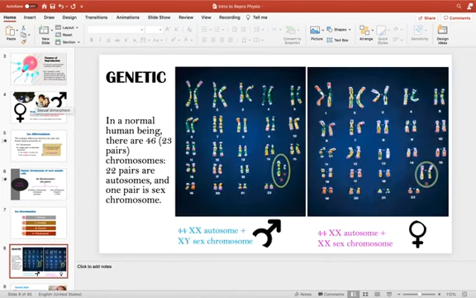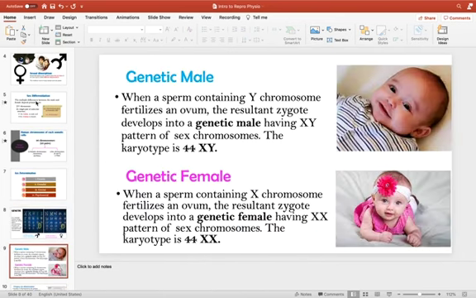So for the genetic, in a normal human being there are 46 chromosomes, where 22 pairs are autosomes and one pair is sex chromosomes. And for the male, when a sperm containing a Y chromosome fertilizes an ovum, the resultant zygote develops into a genetic male having an XY pattern of sex chromosomes. So the karyotype is 44XY.